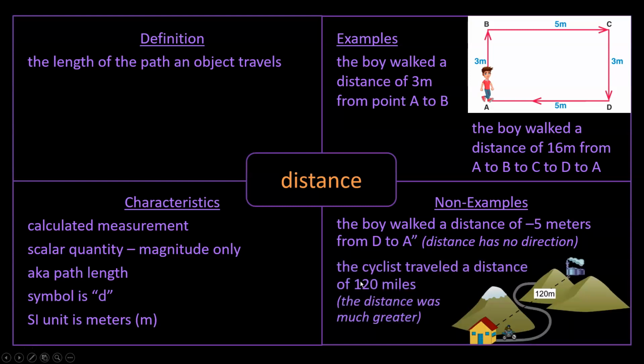And lastly, the cyclist traveled a distance of 120 miles. So right here we can see the distance between his house and the factory was 120 miles. We might say that's 120 miles as the crow flies, but it's a straight line. So his change in position or displacement was 120 miles, but we can see here he had to travel on an S-shaped road, and that, of course, is going to be longer than 120 miles.